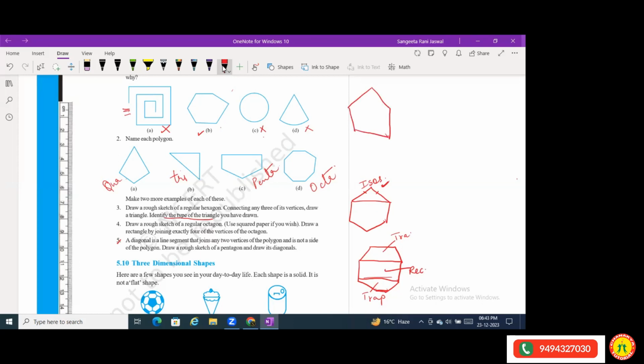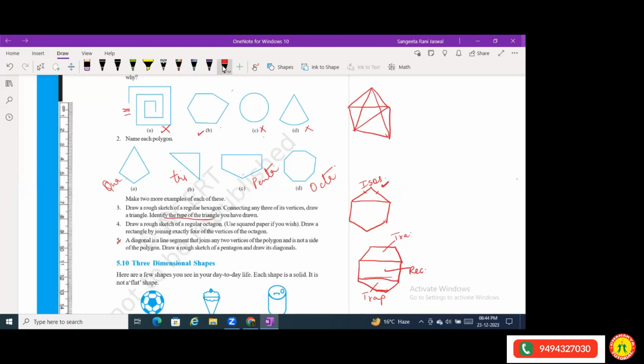And then join the diagonals. Joining the diagonal means joining different vertices. I'm joining this vertex with this one here. Then I'm joining this here. I'm joining this here.